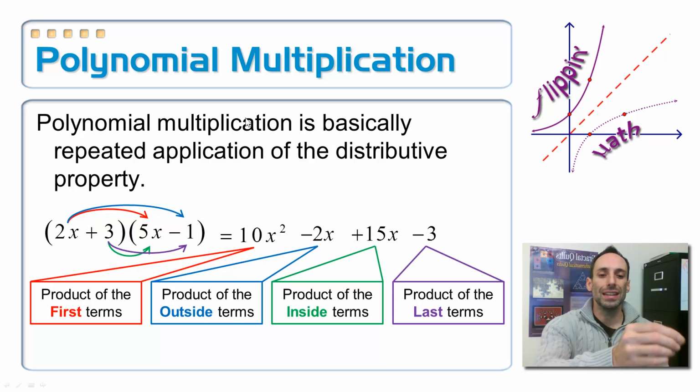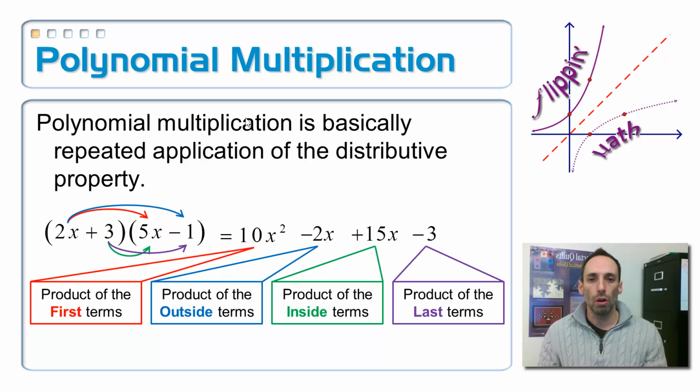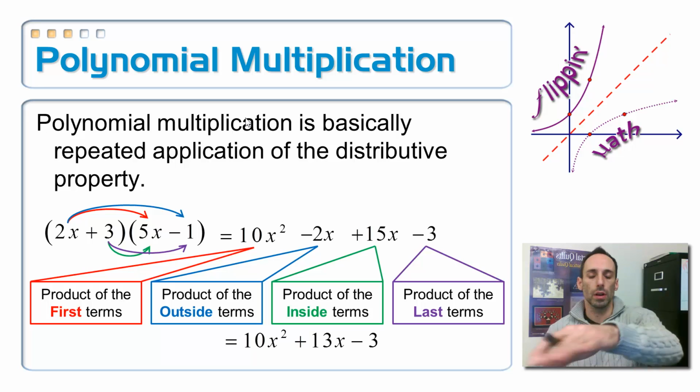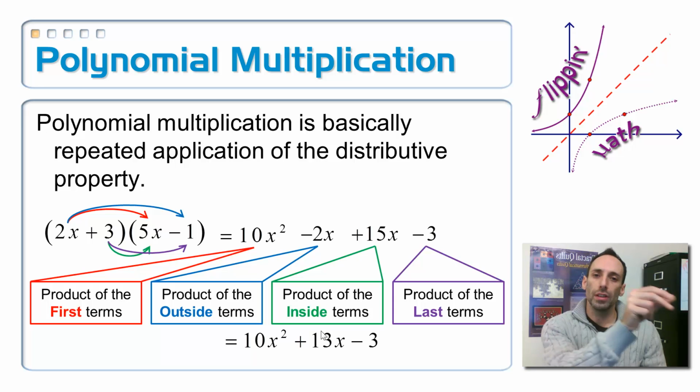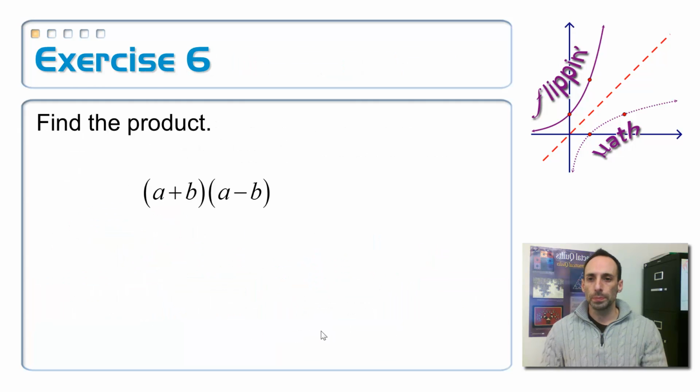First, outside, inside, last. That's usually what we call FOIL. It's a four-letter F word, FOIL. And we're going to learn another F word in the next couple of lessons that you will enjoy too. Combining like terms, of course, the two middle ones add up to the 13x. So basically you are distributing everything in the first polynomial to everything in the second polynomial.